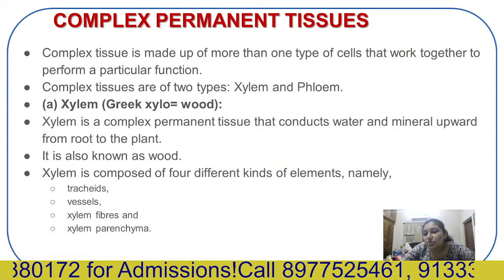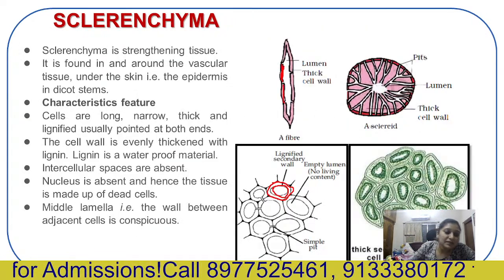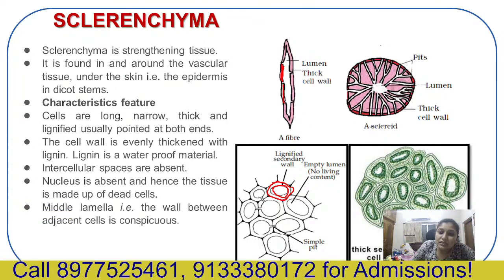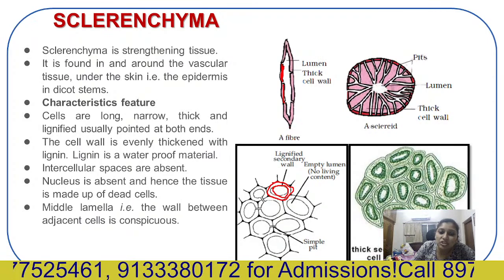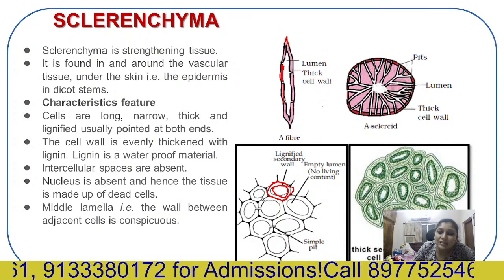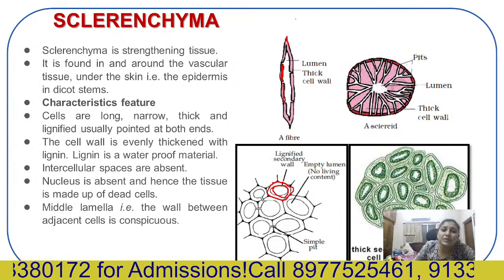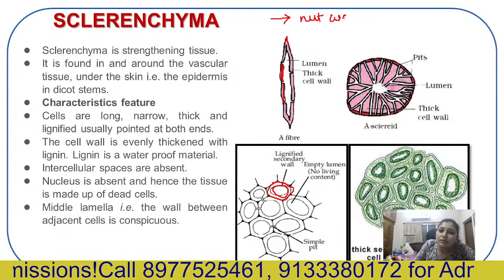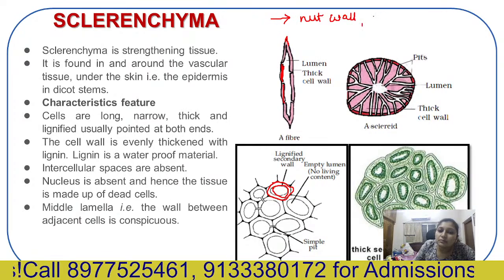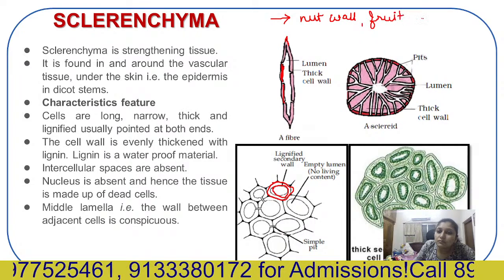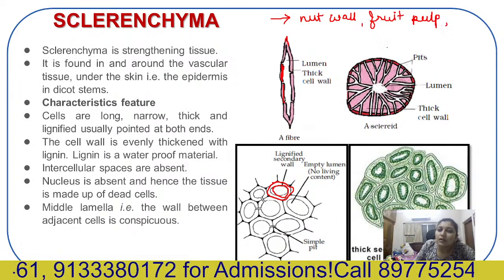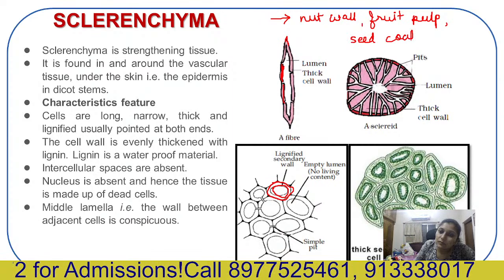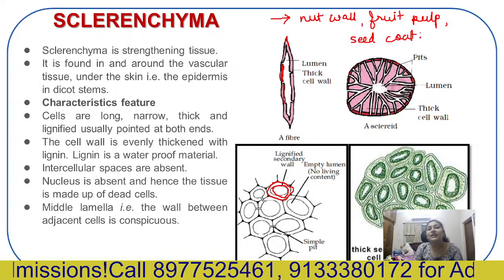Remember sclerenchyma, a simple permanent tissue. There are two types of sclerenchyma, sclereids and fibers. Sclereids are circular, and fibers have pointed or tapering ends. Sclerenchyma can be present in the nut wall, fruit pulp, and seed coat. So these things are made up of sclerenchyma type of cells.